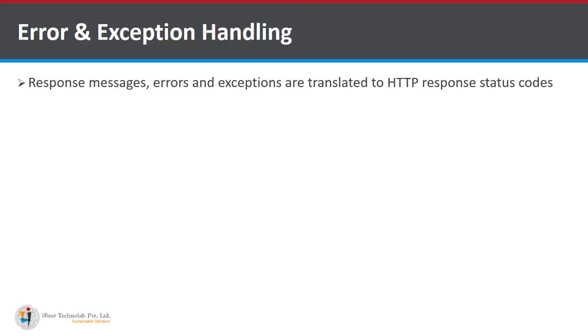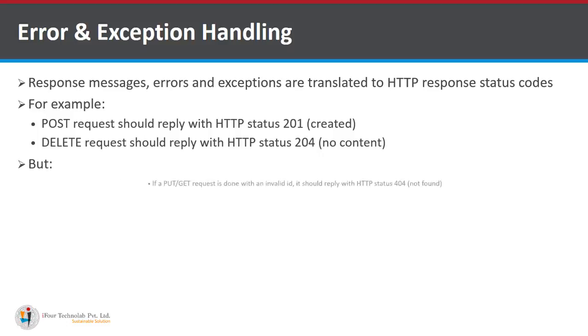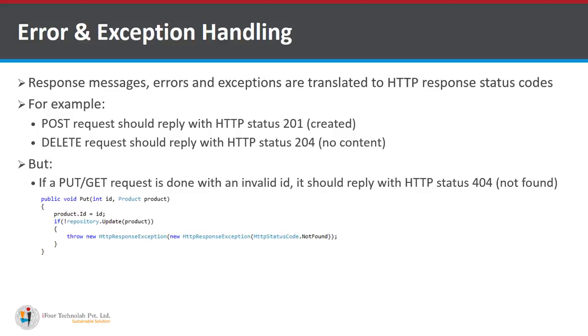Error and exception handling. Response messages, errors and exceptions are translated to HTTP response status codes. Some of the status codes, for example: a post request should reply with HTTP status code 201. A delete request should reply with HTTP status code 204. But if a put or get request is done with an invalid ID, it should reply with HTTP status 404, that is not found.